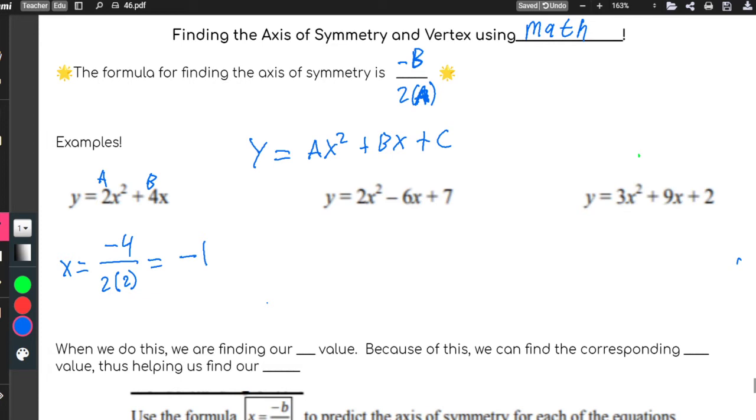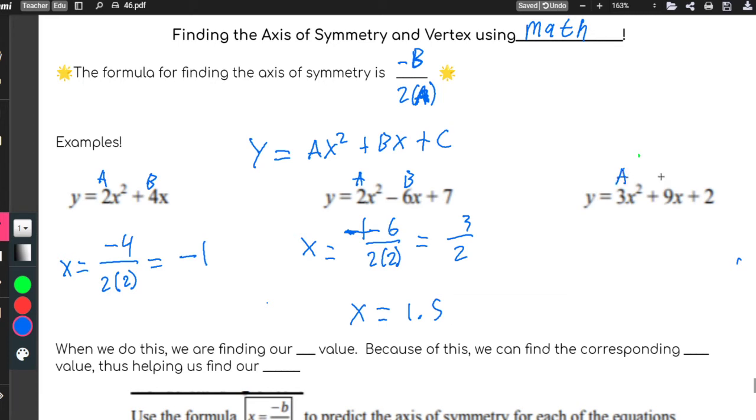Over here, same deal. A equals 2, B equals negative 6. So we'll have negative 6 over 2 times 2, which is negative 3 halves. Oh, sorry. We need to negate it, so it's negative b, so it's negative negative 6, or positive 6. So it is positive 3 halves. Or you could write it as a decimal as x equals 1.5. Either is fine with me. You can keep it as a fraction, you can keep it as a decimal, whatever works for you.